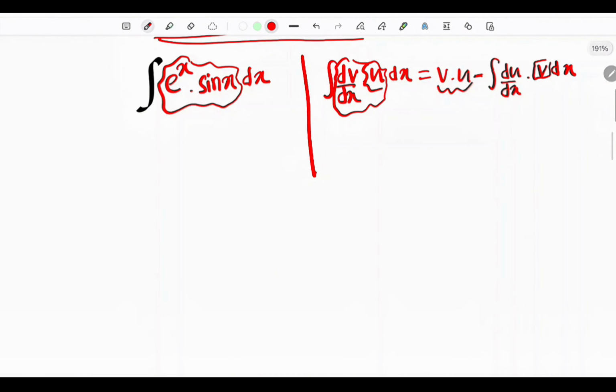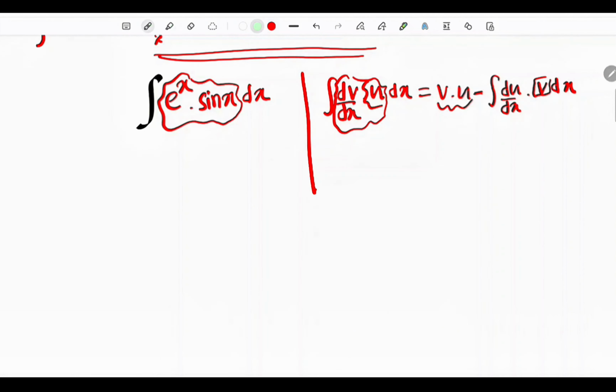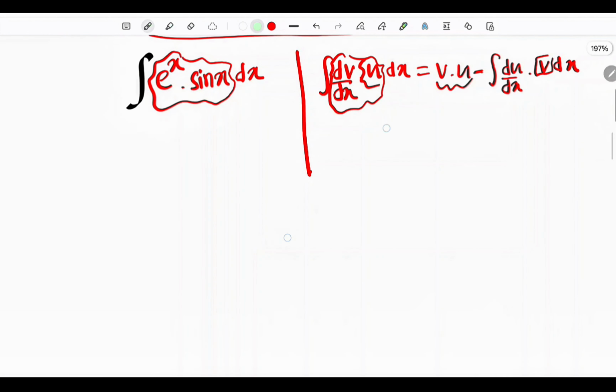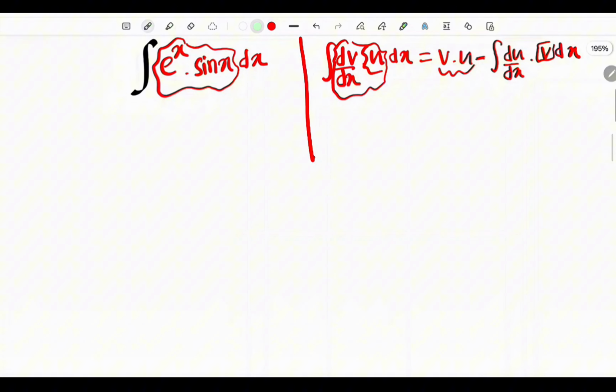And now we have to decide which function is going to be in the form of differentiation. That's the most important thing. In this case, it doesn't matter which function we write in the form of differentiation. At the end, you will understand why I said that it doesn't matter.